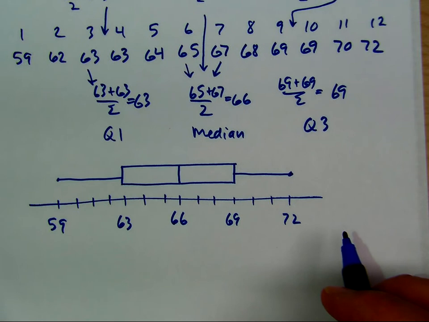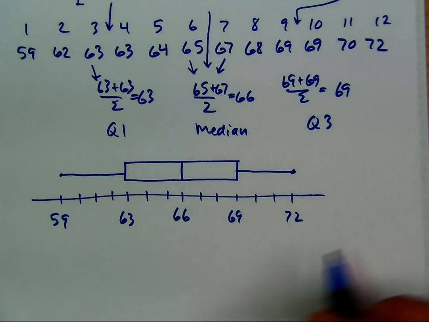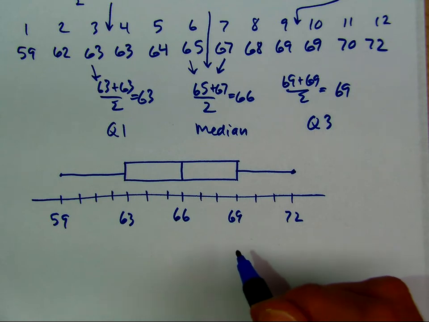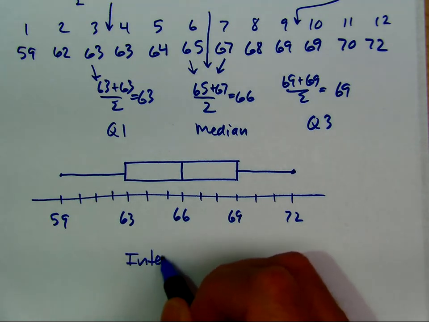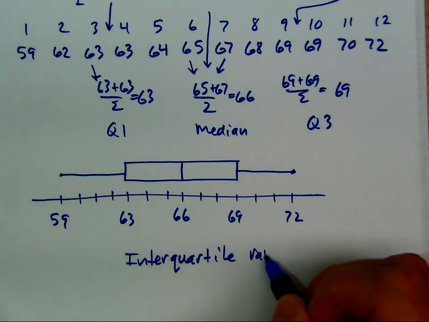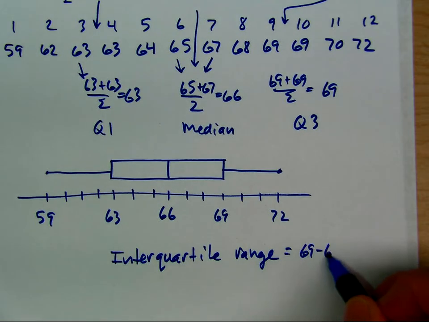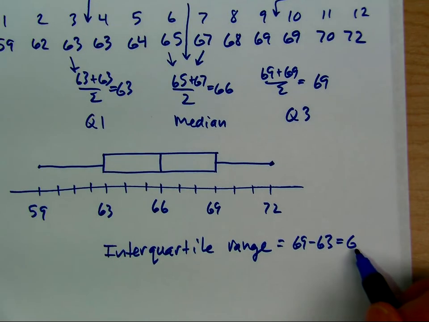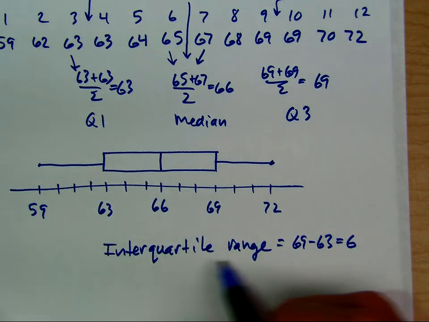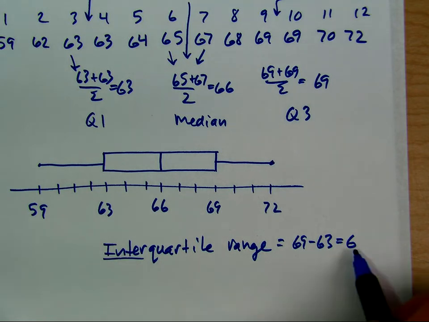The measure of spread or dispersion. In the previous lesson we talked about standard deviation. Standard deviation measured how spread out the data was, and here we can say the interquartile range is 69 minus 63. So that's a measure of spread. How spread out is the data? The interquartile range is 6 because inter means between, so it's between the quartiles is 6.